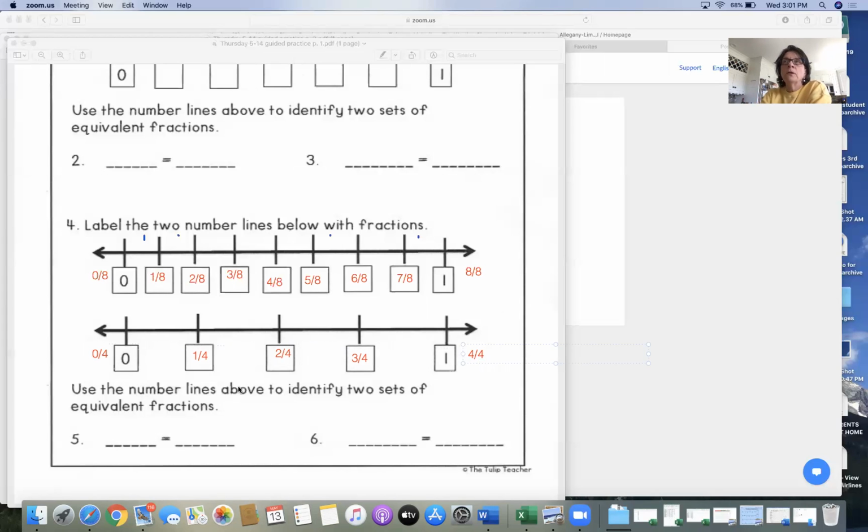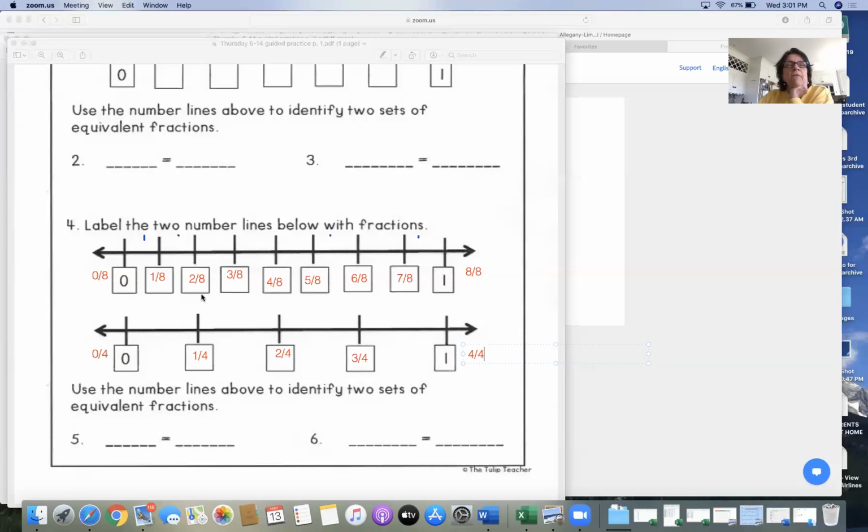So remember what we do. We're looking for the fractions that are at the same point on the number line. And hopefully now you're starting to realize how important it is that our zeros are lined up and that our ones are lined up and that our fraction units are drawn all in equal size.